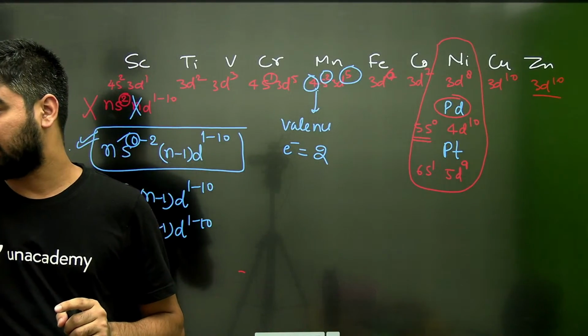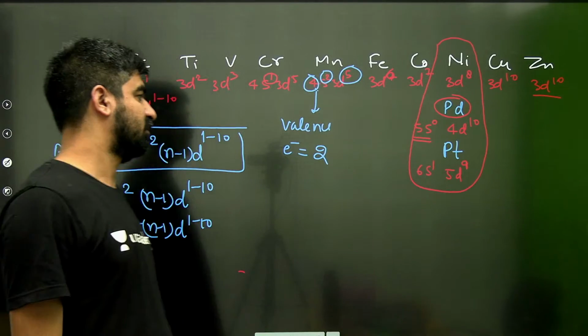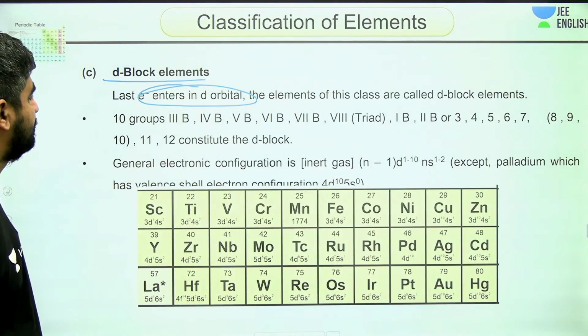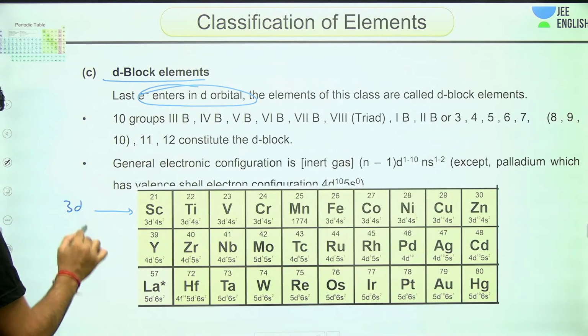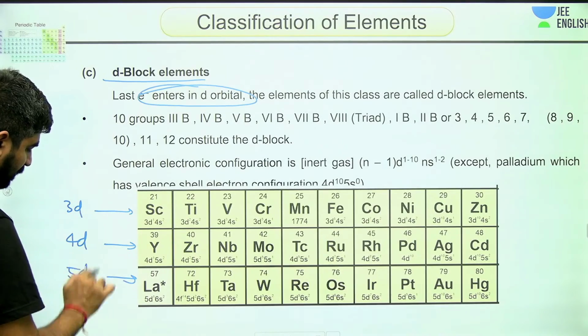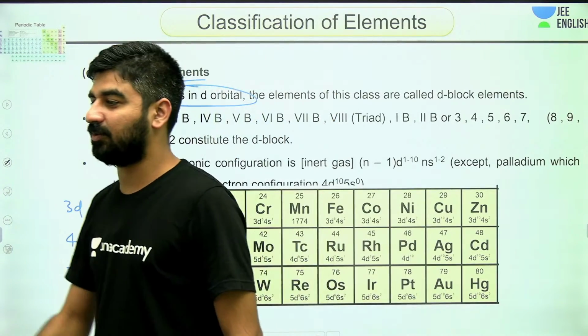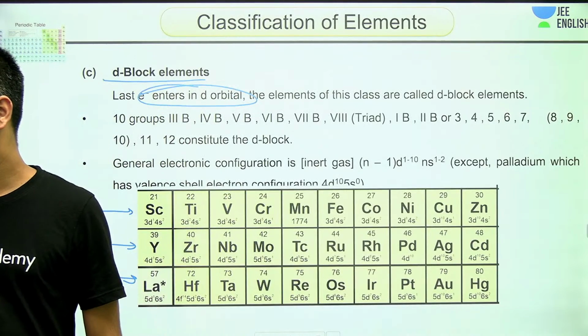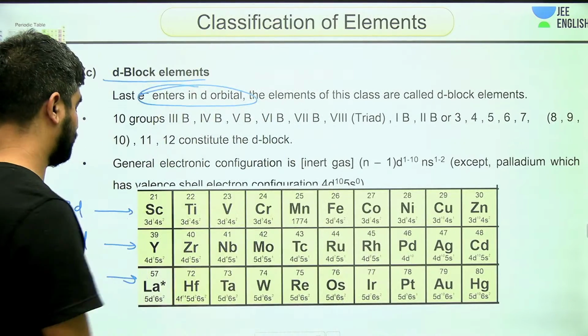The electrons present in the outermost shell are called valence shell electrons. Got it? So guys, this series is called 3D, 4D, 5D, and we call them transition series or d block element series. Got it? So when we are talking about the transition series, guys, these are the series.